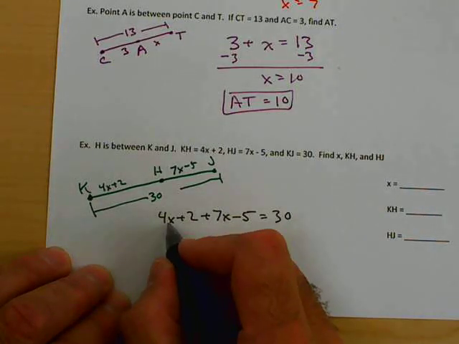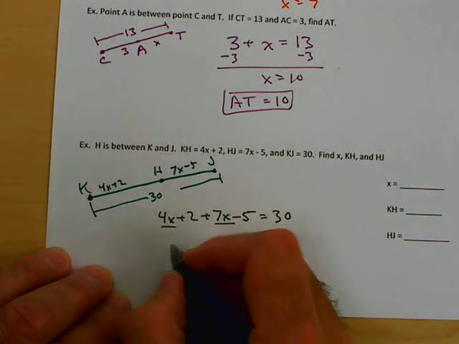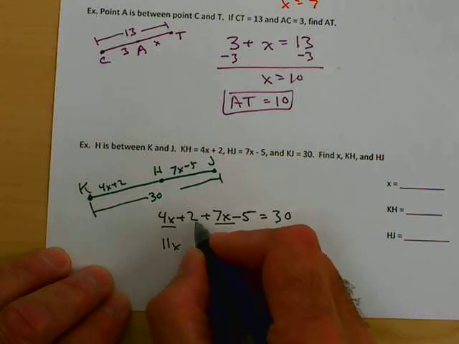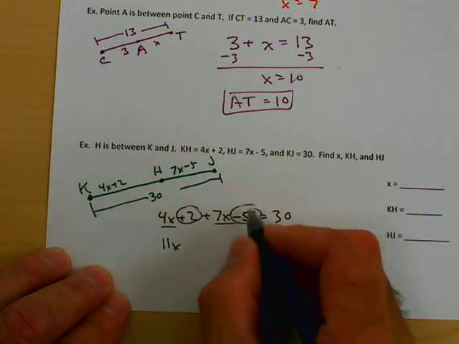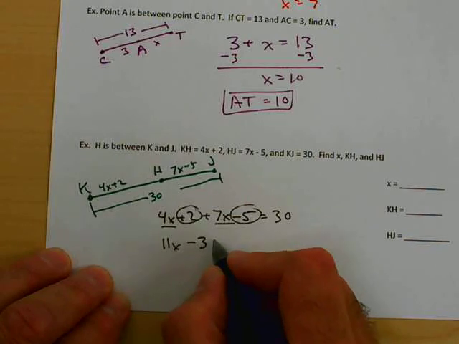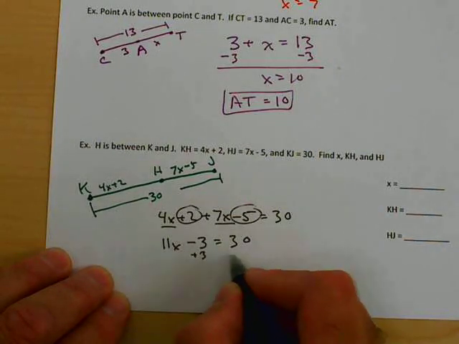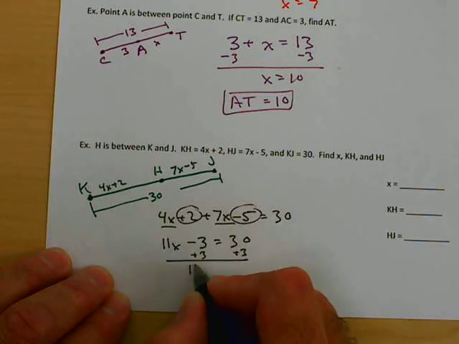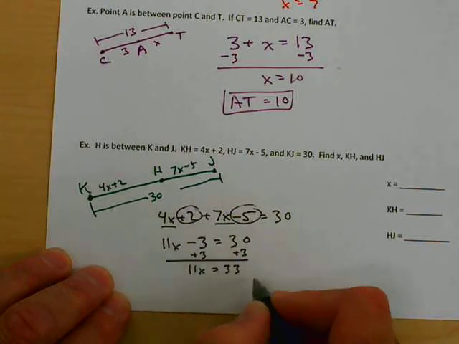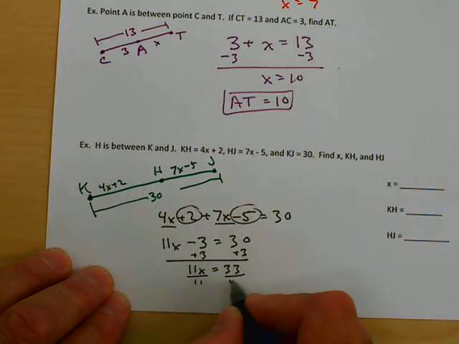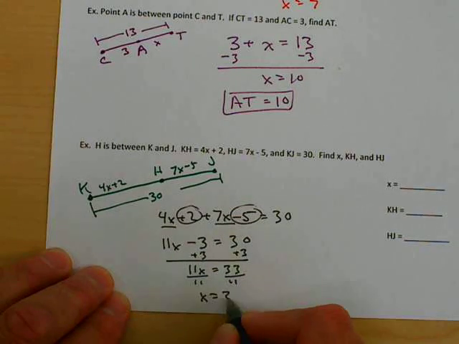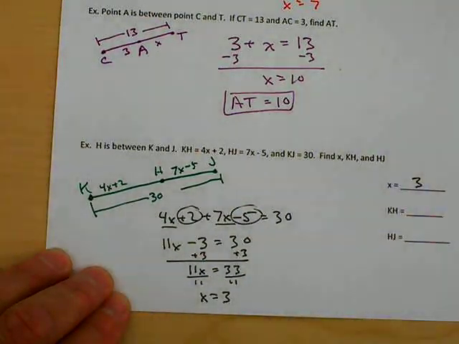This 4x and 7x gives me 11x. This plus 2 and minus 5 gives me minus 3. That equals 30. Add 3 to both sides. I get 11x equals 33. So obviously dividing by 11, x equals 3. So that gives me 3 there.